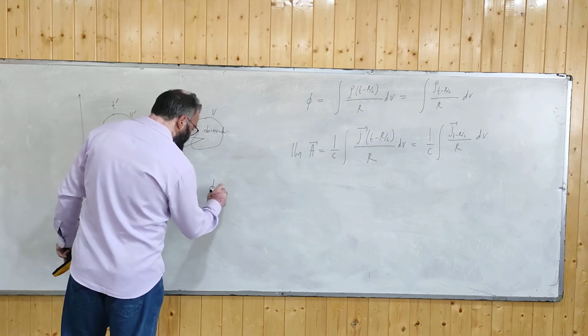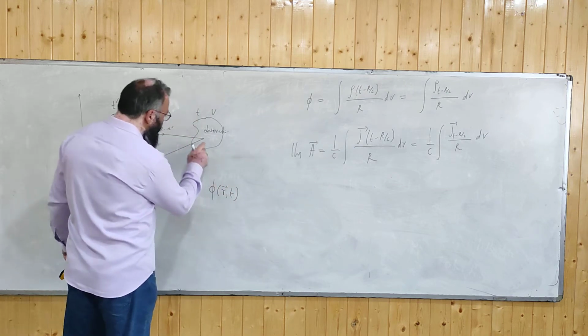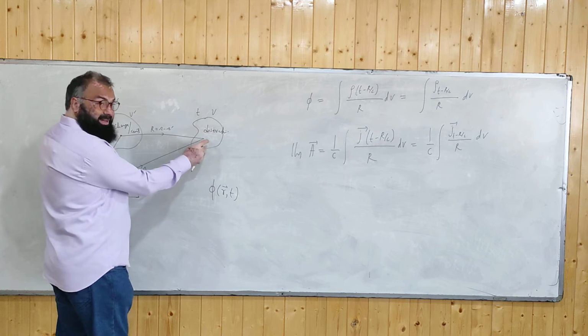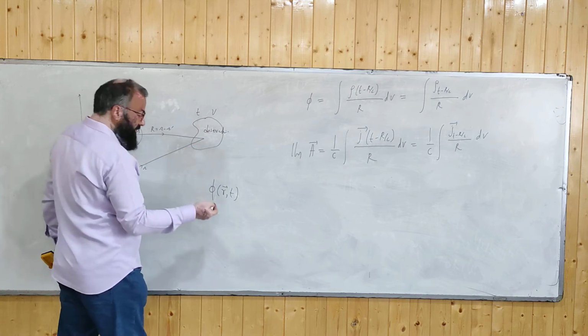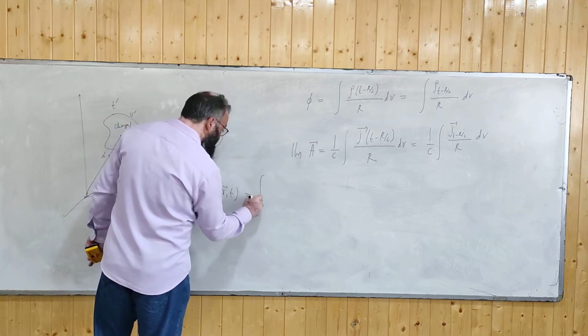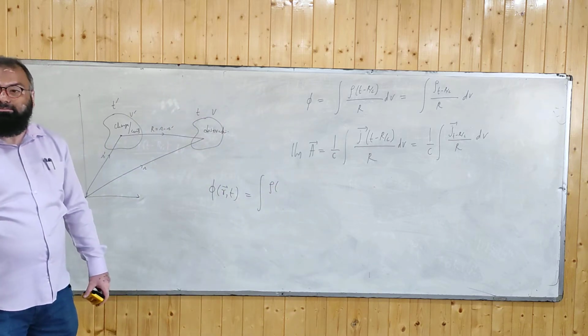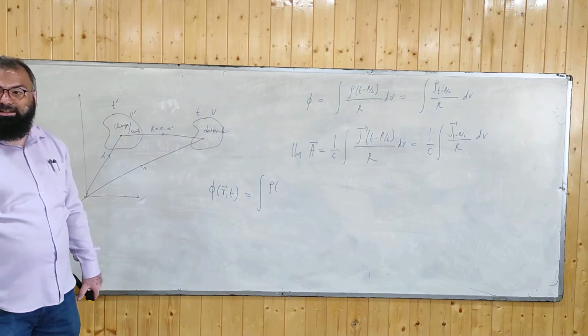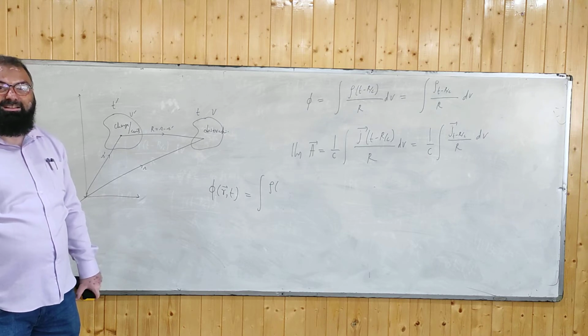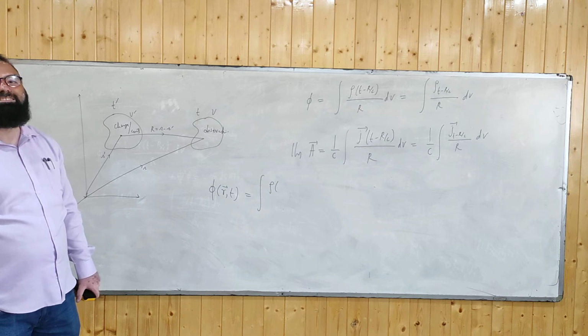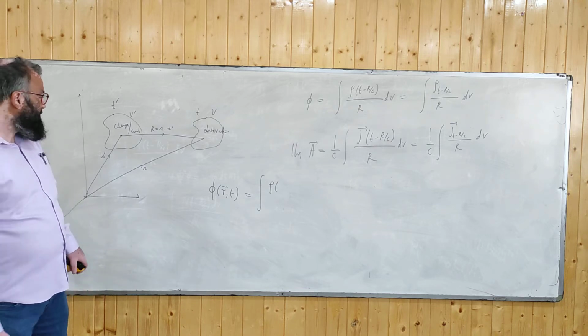So I will write this phi at the point r and some time t. So the phi which I am determining at this very point, what is that equal to? That's equal to rho of, anybody?